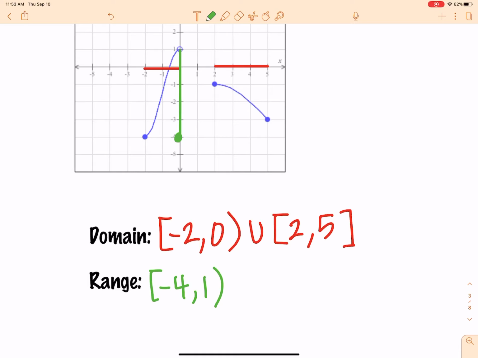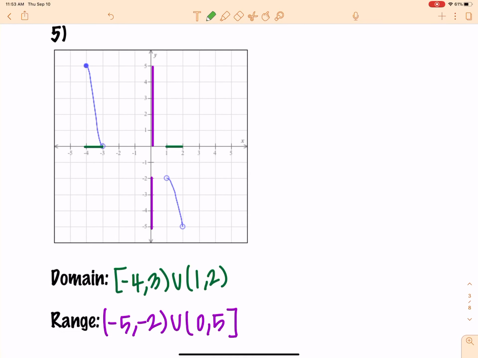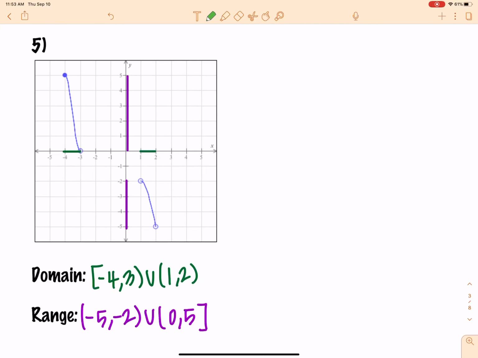So understanding that we just learned that, try number 5 all by yourself. All right, so this one was 2 lines and it actually had 2 domains and 2 ranges. As you can see, jumping from left to right, there was a jump and a gap, as well as going from bottom to top, there was also another gap. So this one did have 2. So again, it's not always just because there's 2 lines. You just have to approach each problem.